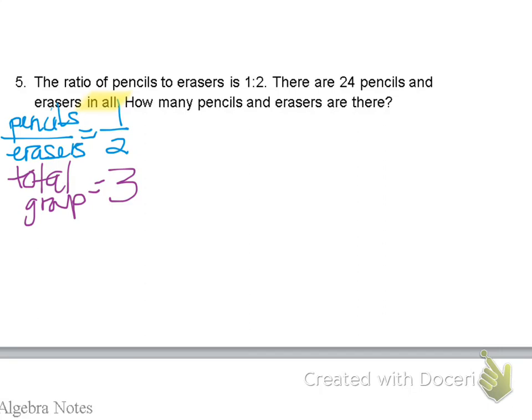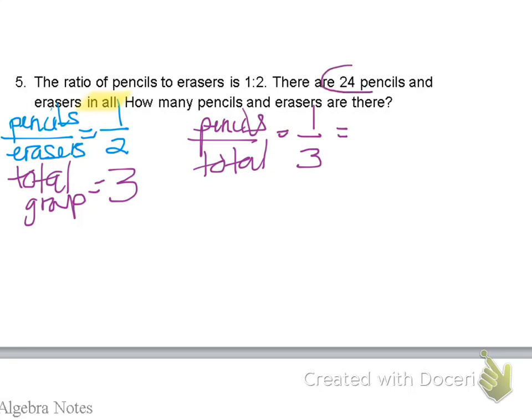So in the ratio that we're going to use to figure this problem out, we're going to use pencils to the total or erasers to the total. We have to pick one to do first. So we'll just start with pencils. So the ratio of pencils to total would be 1 to 3. So out of 3 items, one of them would be a pencil and 2 would be erasers. So we have 24 pencils and erasers in all. So 24 would be our total, and we have to figure out how many of those 24 would be pencils.